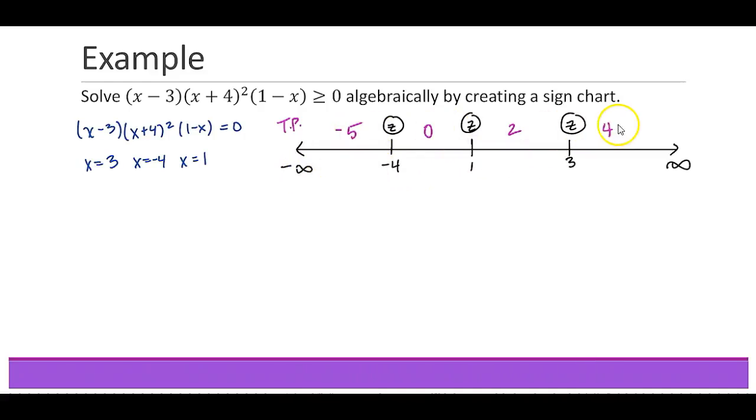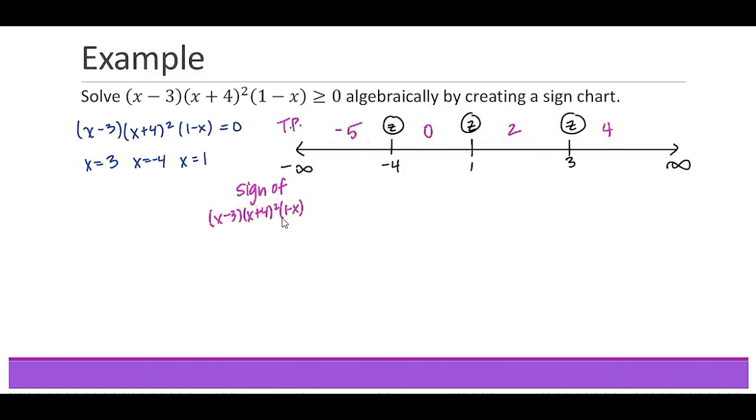And we plug these test points into the factored version of the function because we want to know what is the sign of this entire function. We want to know whether this entire function is greater than 0, whether it's positive. So we want the sign of x minus 3, x plus 4 squared, and 1 minus x. So we're going to have to plug each of these test points into the x's here.